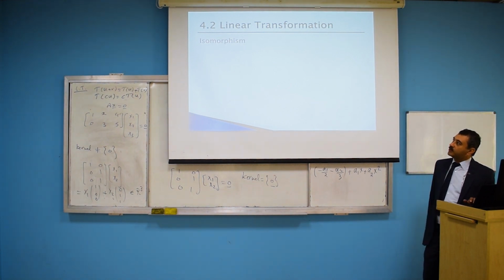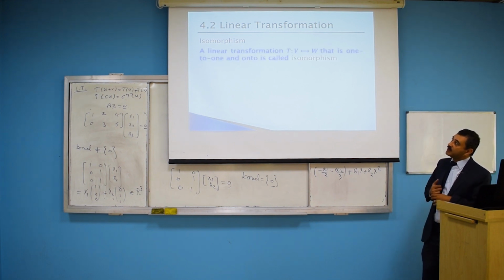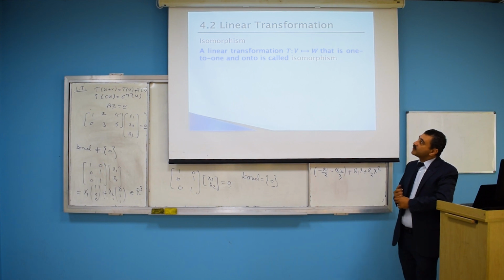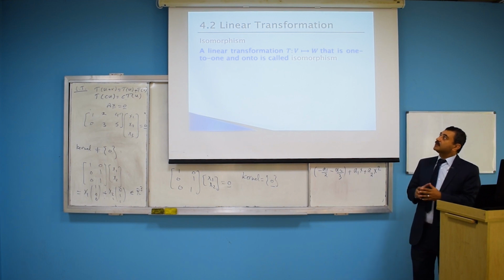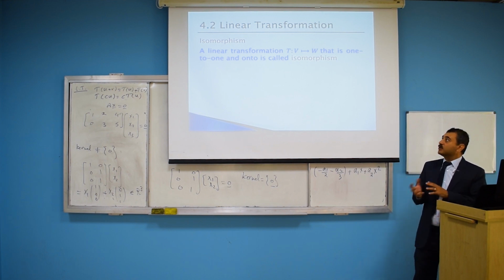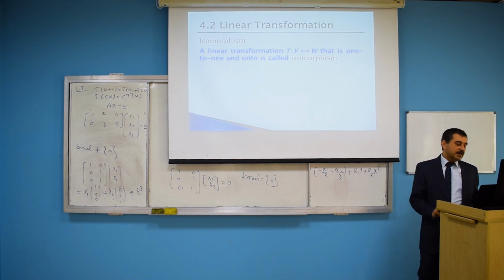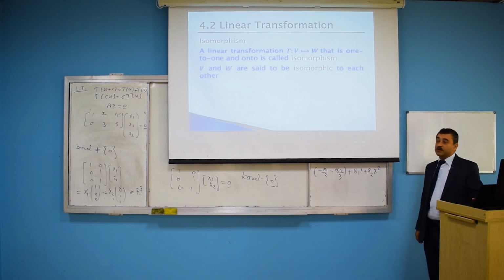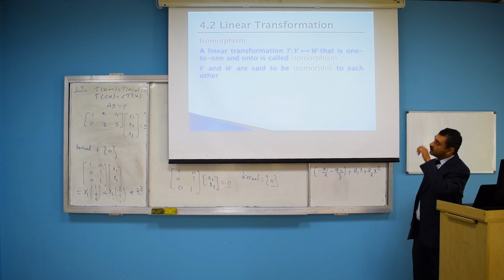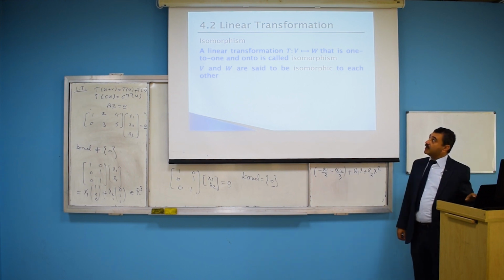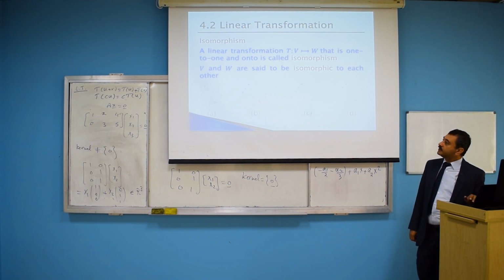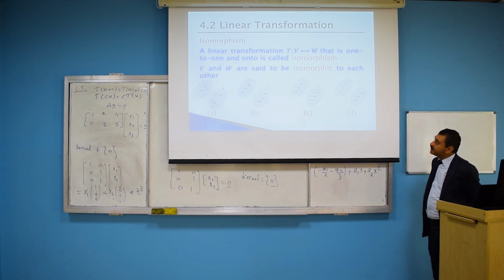If you combine these two conditions, one-to-one and onto, we say that the transformation is an isomorphism between the two vector spaces V and W. It's a Greek word, actually, that comes from iso and morph. Iso means the same, and morph means structure, so the two vector spaces have the same structure. So we say that V and W are isomorphic to each other, or there is an isomorphism between V and W.